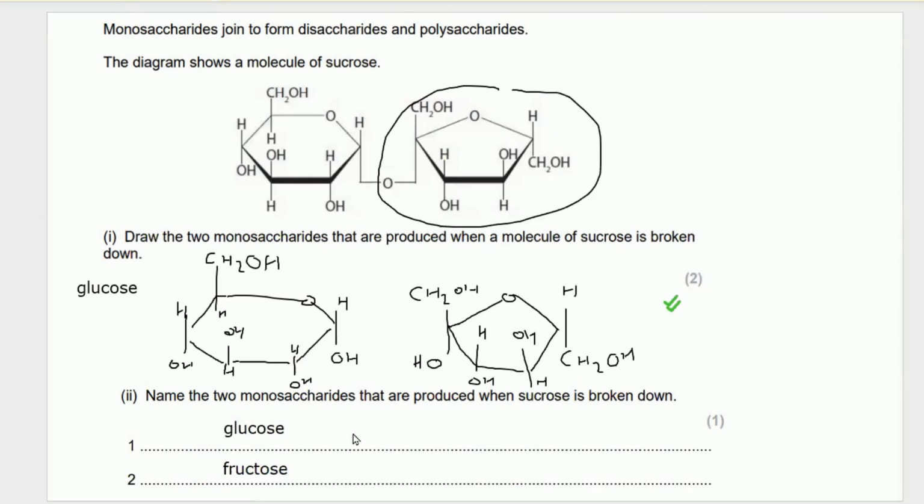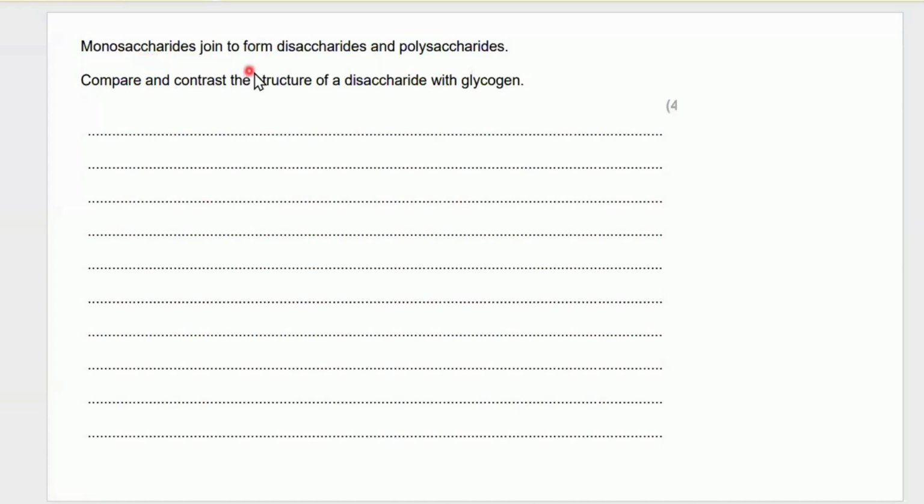The name of the two monosaccharides I already mentioned. One is glucose and one is fructose. There we go. Okay, moving on. We're getting near the end now. Just a couple more questions. Monosaccharides join to form disaccharides and polysaccharides. Compare and contrast. Oh, not again.